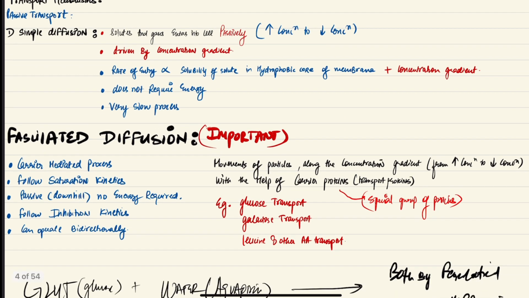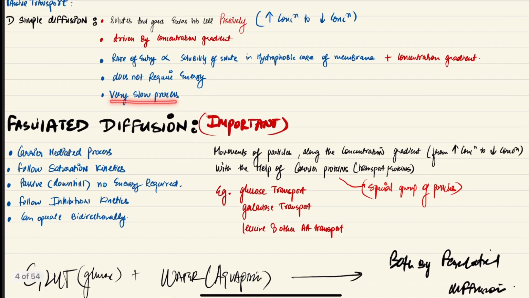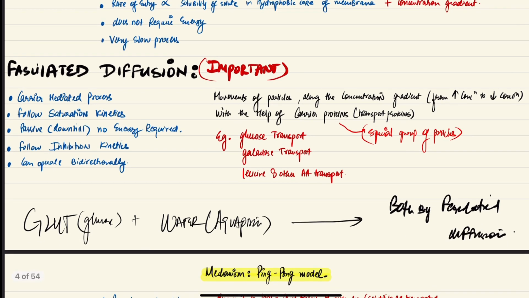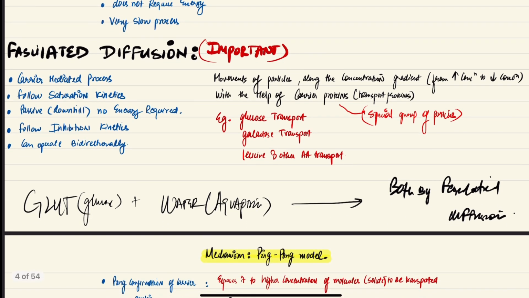Since it is a passive transport, it does not require energy, meaning ATP is not used, and it's a very slow process. The next type of passive transport is facilitated diffusion. As it is written in its name, facilitated means the transport is helped or facilitated by something, and the something which helps or facilitates the transport is called carrier protein.